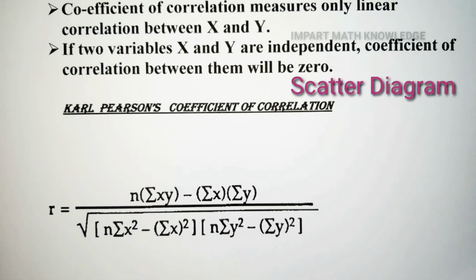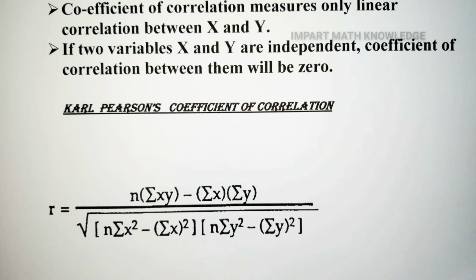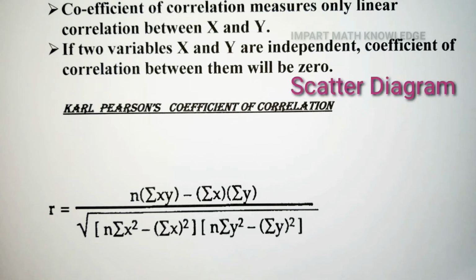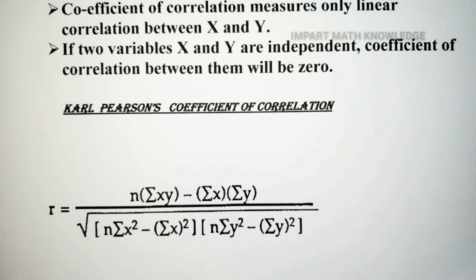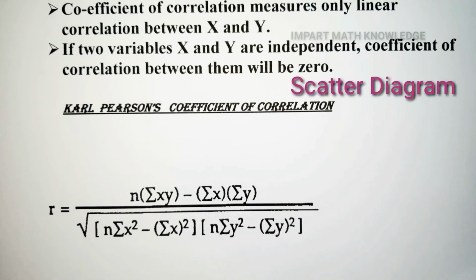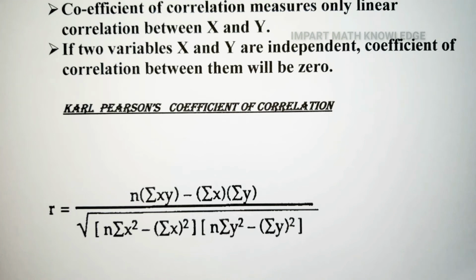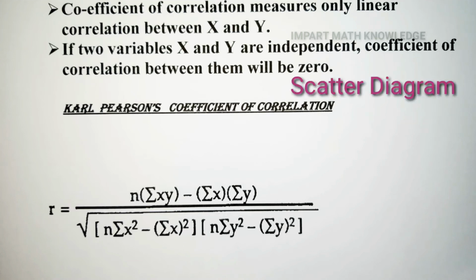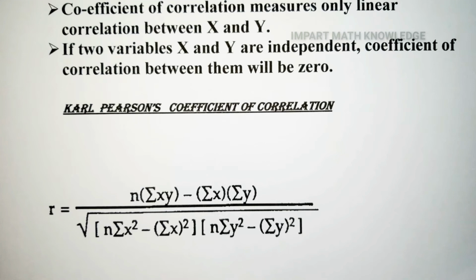Methods of studying correlation. Scatter diagram method. The simplest method to find the relationship between two variables is to prepare a dot chart called scatter diagram. In this method, we plot every pair of values in the form of dot on a graph, and we get as many dots as the number of observations. From this scatter diagram, we can form an idea whether the variables are correlated or not.